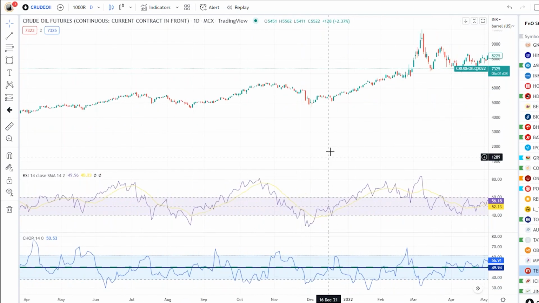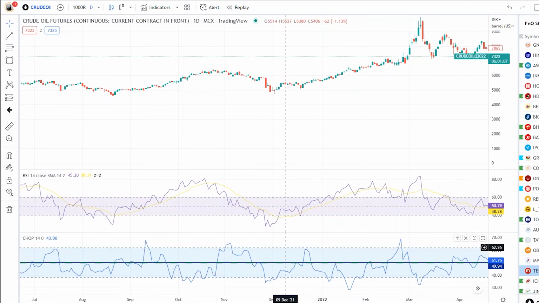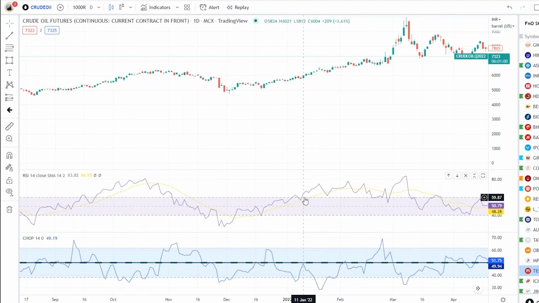Here we'll take it at this place, right? This is January 2020. So notice RSI has gone above 60. Choppiness is taking a resistance from 50. A very, very strong indication. See, choppiness has come below 50 already.